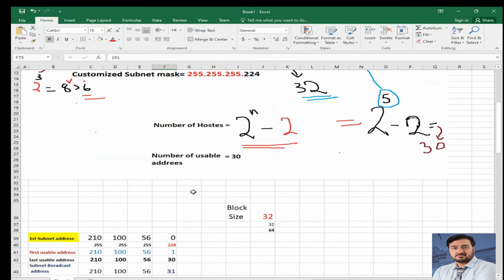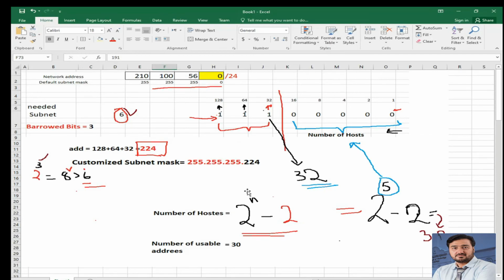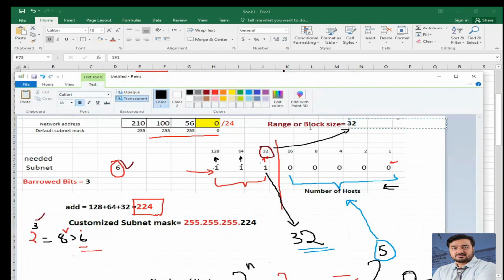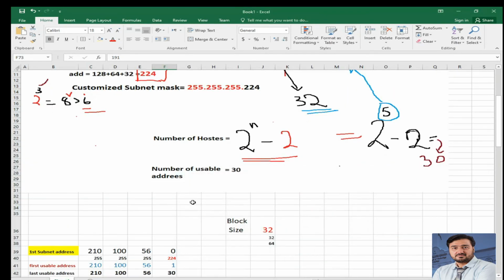So each subnet has a range. How to find the range? You can see here we find the range as well. The block size is 32. How did we find the block size? We have seen the binary value of the last bit borrowed. The binary value of the last bit borrowed is the range or the block size. In this case, the value of the last bit which we borrowed was 32. Now it becomes our range.